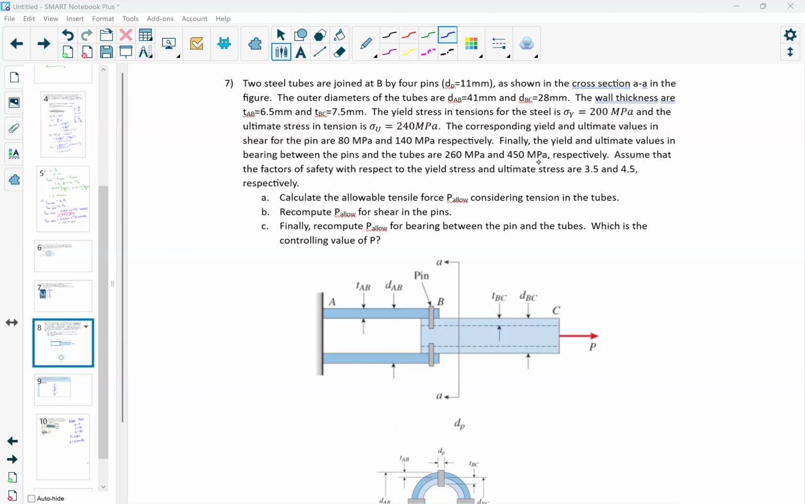Now here is where the rubber meets the road, so to speak. We are given the safety factors for the pin, which is 3.5, and 4.5. So we want to figure out what is the allowable force. And our safety factors, let me go back and look.